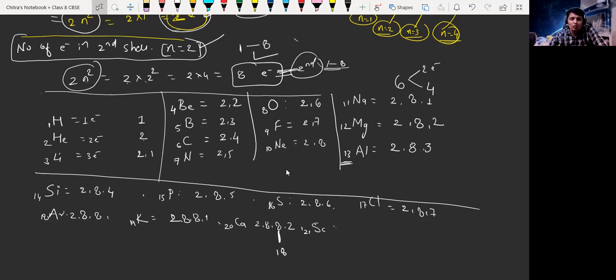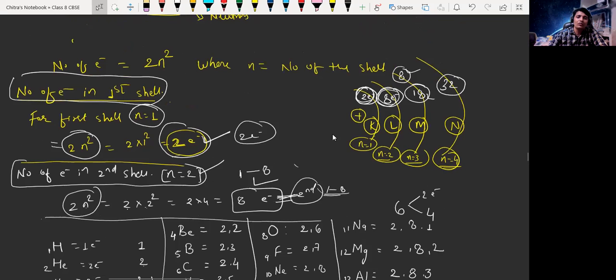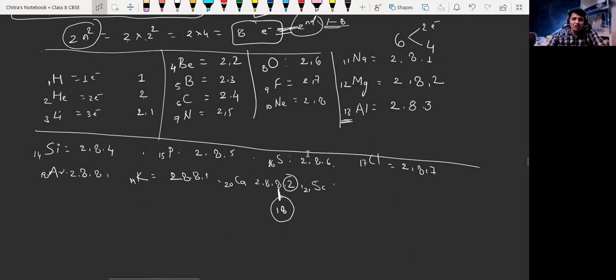2883, sir. No, 2892. See, after filling 2 electrons in the fourth shell, then the number of electrons will increase in the third shell, because in the third shell we have to fill 18 electrons according to the formula. But according to the octet rule, there should be only 8, no, sir? Yes, but see, I told you, after 20 the scenario will change.